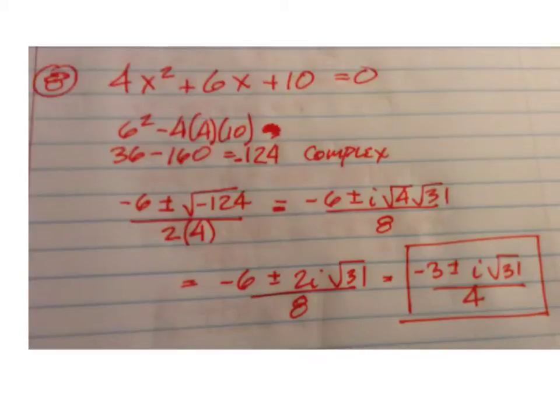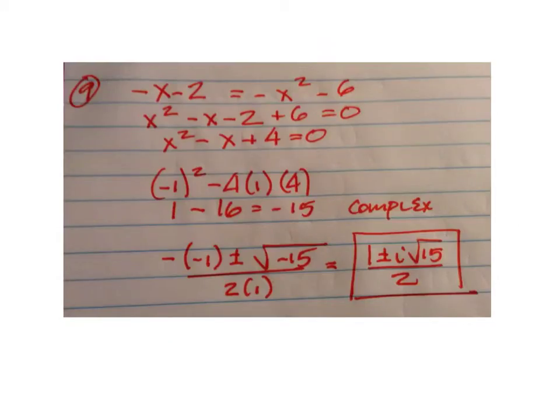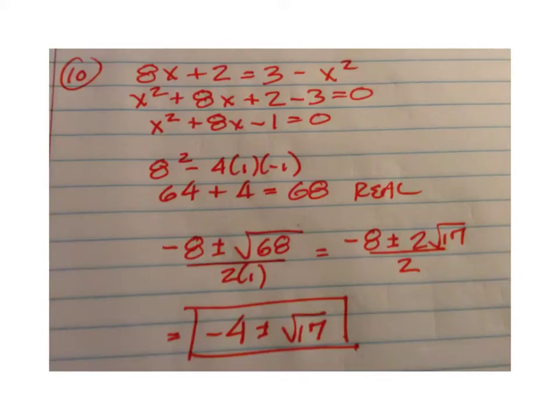Number 8 is negative 3 plus or minus i square root of 31 over 4. Number 9 is 1 plus or minus i square root of 15 over 2. And number 10 is negative 4 plus or minus square root of 17.